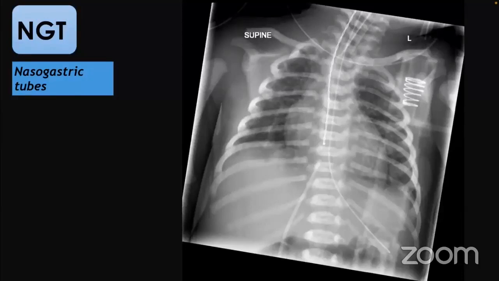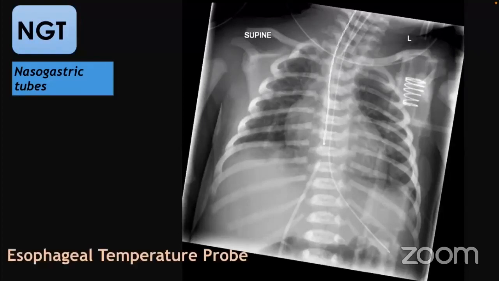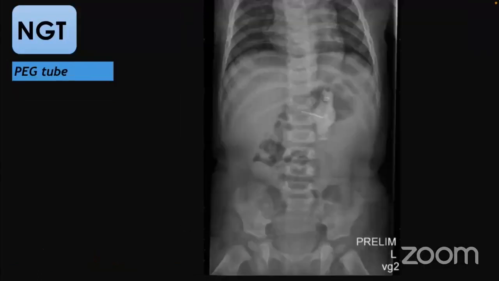What about this tube? This is a temperature probe. It's inserted in the esophagus, used to measure the temperature. This is an esophageal temperature probe. I think the zoom is obstructing part of the image here.